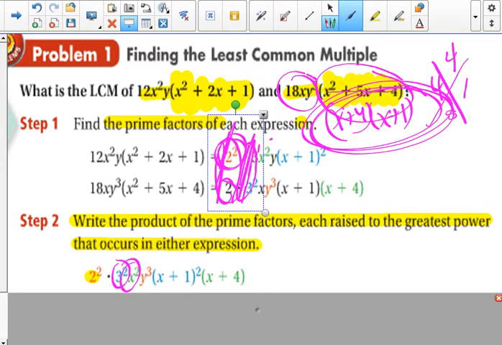All right, so now the x's are done. Now look at your y's. You've got y and y cubed. The higher power is y cubed.